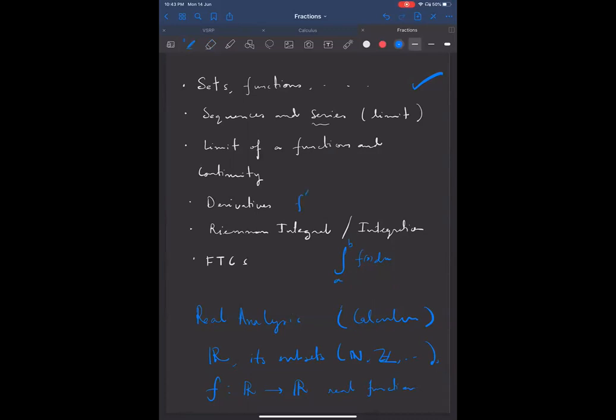What is your f dash x or f dash a? It is limit x tends to a something something. So it is a limit. It is a limit of a particular function. Okay. So now what is a limit?